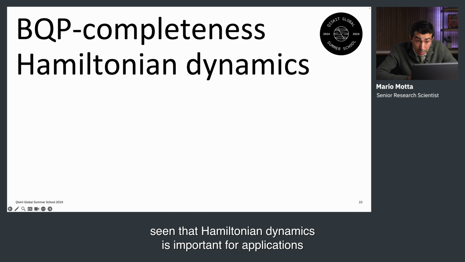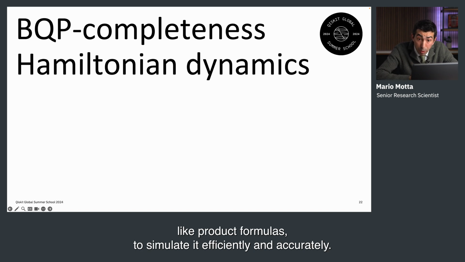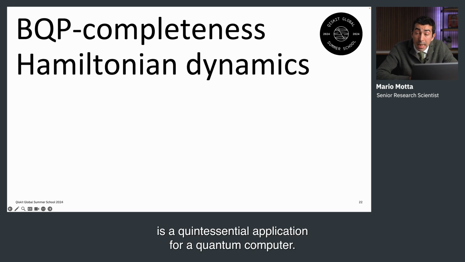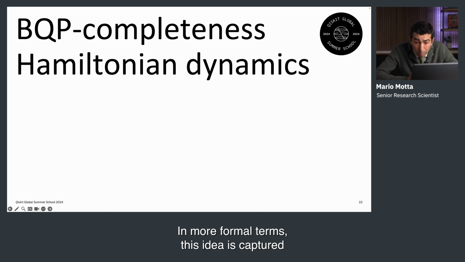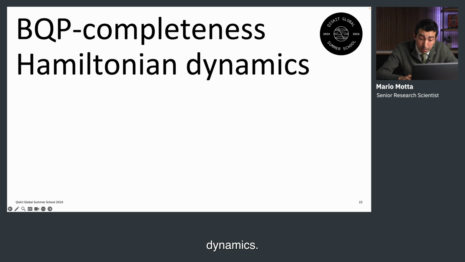So we have seen that Hamiltonian dynamics is important for applications like scattering experiments, and that there are very nice algorithms like product formulas to simulate it efficiently and accurately. One could even argue that Hamiltonian dynamics is a quintessential application for a quantum computer. In more formal terms, this idea is captured by the BQP completeness of Hamiltonian dynamics.